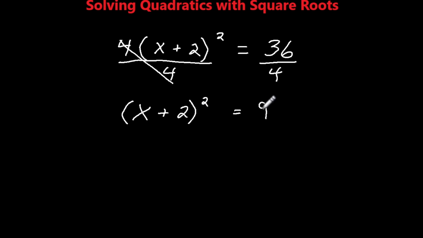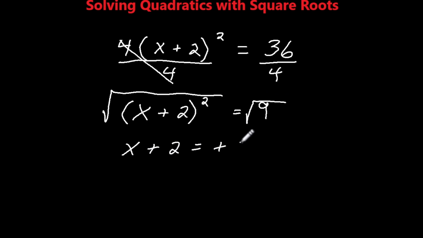equals 9. And both sides here are a perfect square. If I was to take the square root of both sides here, what I would get is x plus 2 equals positive 3, and x plus 2 equals negative 3. Because on this side, the square root of 9 can be both positive and negative 3. Hence, I need two separate equations. And now I just solve these for x.